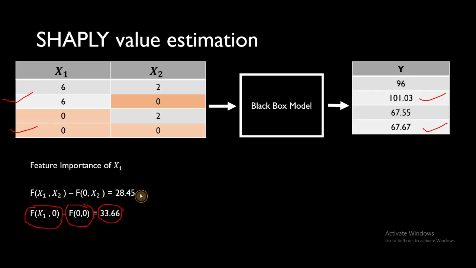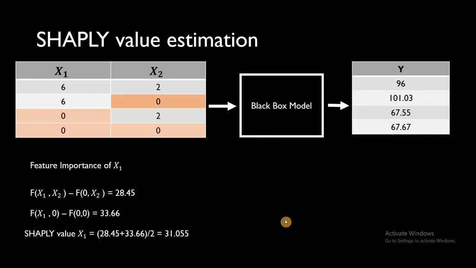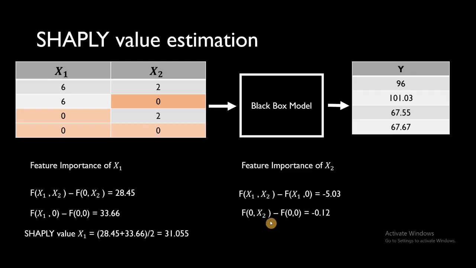After calculating this and this, no other possible combination can be estimated. So I can obtain the Shapley value of x1, which is nothing but the mean of these two values, and that will be 31.0. The same thing I can repeat for the feature x2. First I calculate both features minus when feature x2 is not present, then when only x2 is present minus when no feature is present. And then I'm just going to average them.